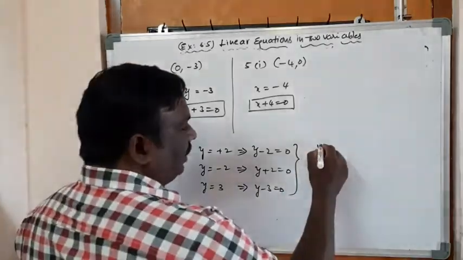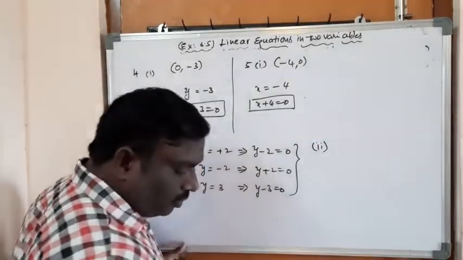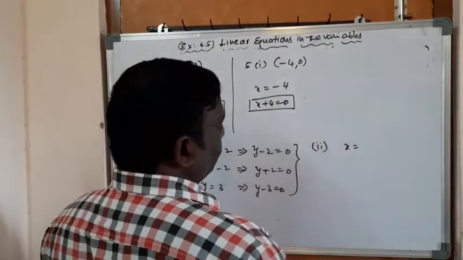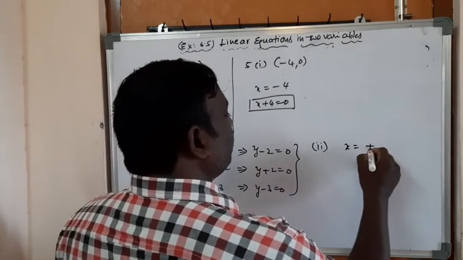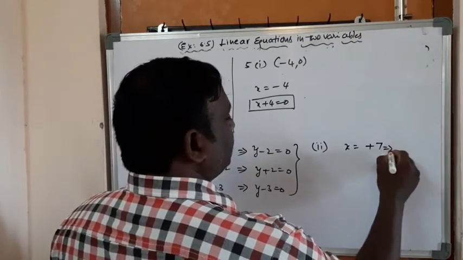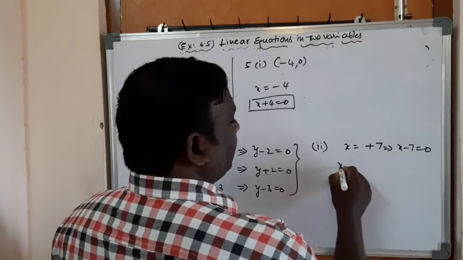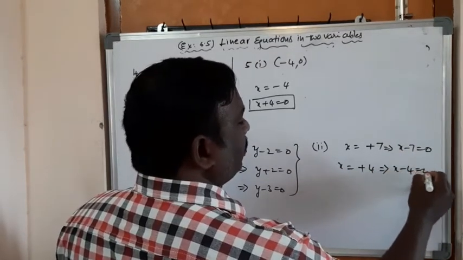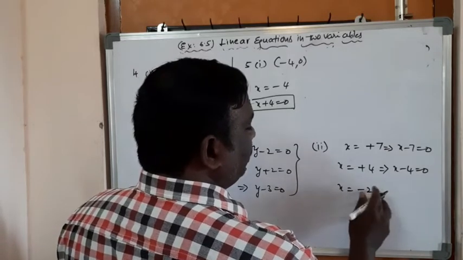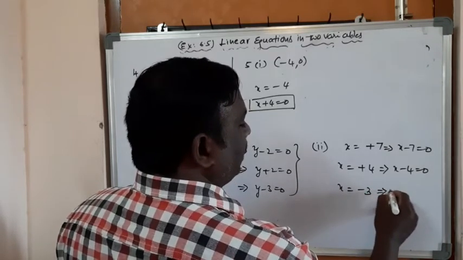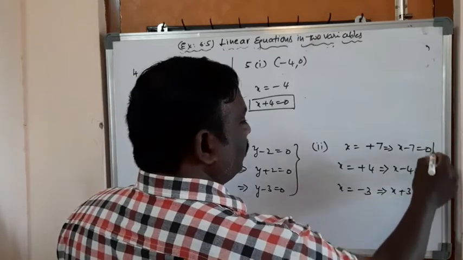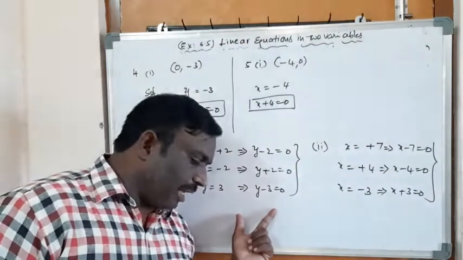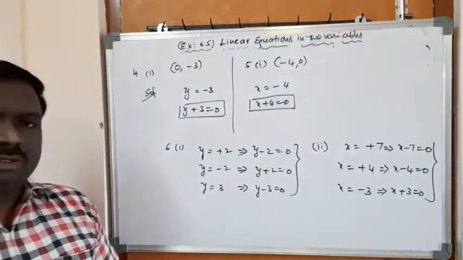And the second one they are saying parallel to the y-axis. Parallel to y-axis means what I said? X equal to plus or minus k. That means plus 7 I am taking. This is x minus 7 equal to 0. X equal to plus 4 I am taking, then x minus 4 equal to 0. And x equal to minus 3 I am taking, your wish, then x plus 3 equal to 0. These are the equations which are parallel to the y-axis.